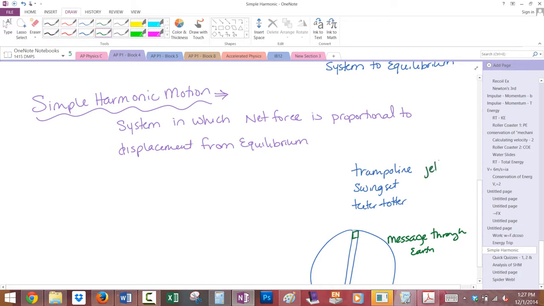Jello. Maybe I need to say gelatin dessert so I'm not stealing some copyright laws. So Jell-O, what do I want to call it? Wiggling?